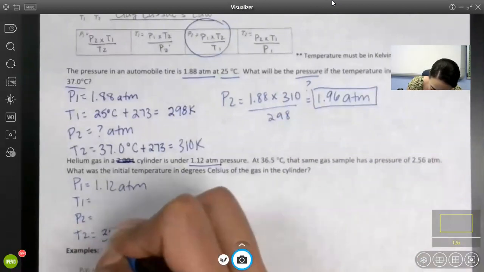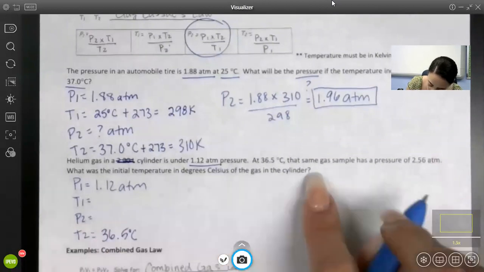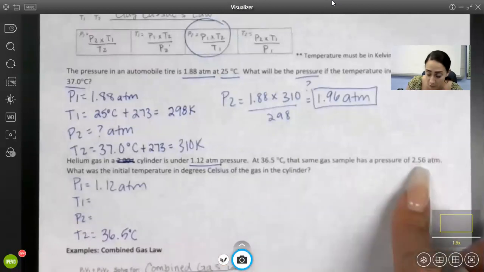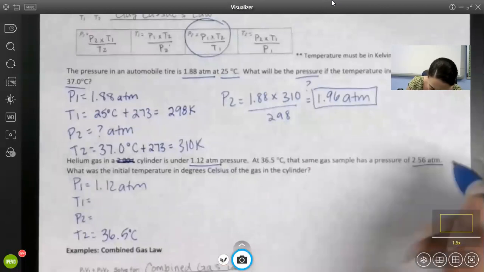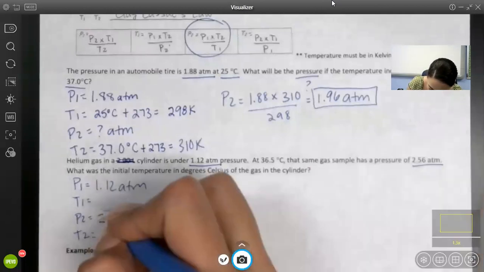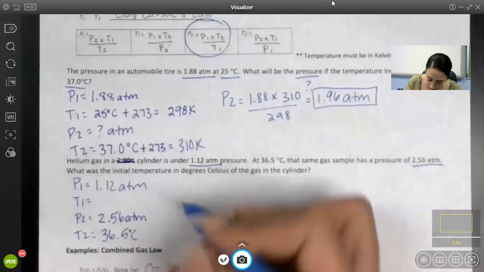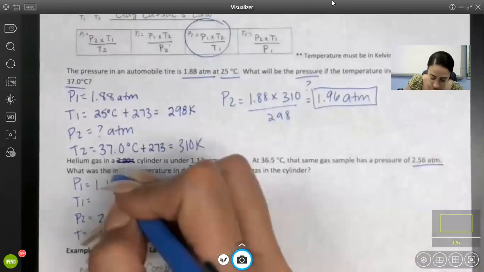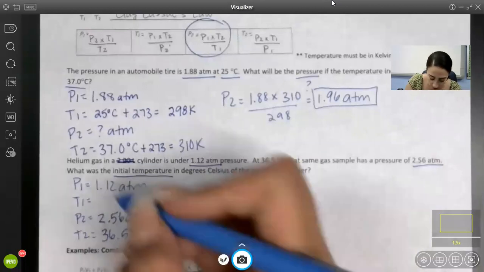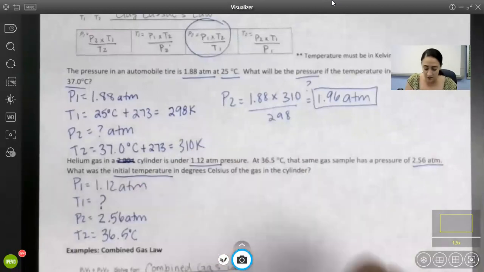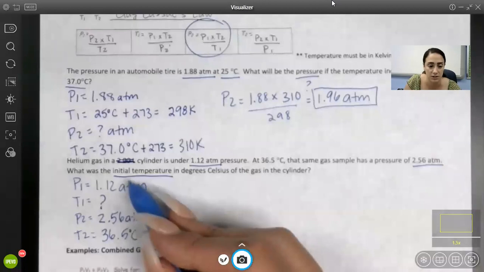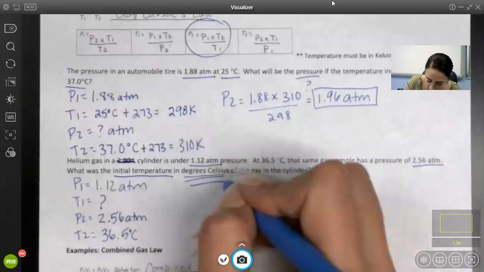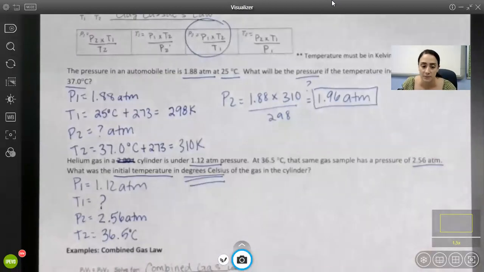So that's going to be your temperature 2, because it says that the same gas at that temperature has a different pressure of 2.56 atm. So when your pressure changed to 2.56 atm, your temperature also changed. Then it asks, what is the initial temperature? That is T1, the original temperature. It also has another important piece of information: it wants your answer in Celsius.